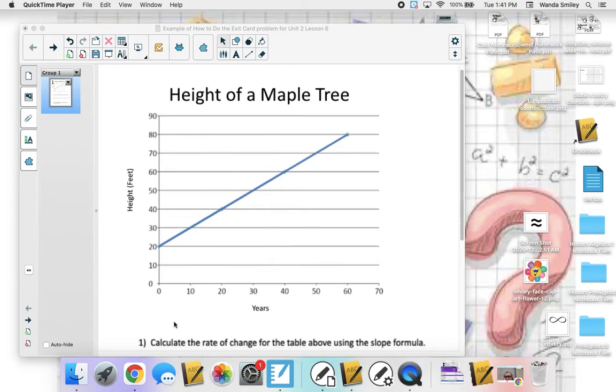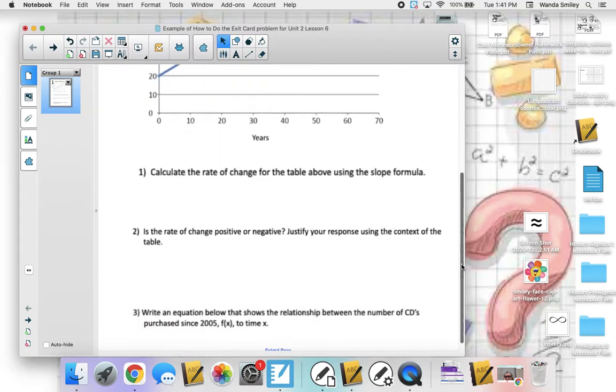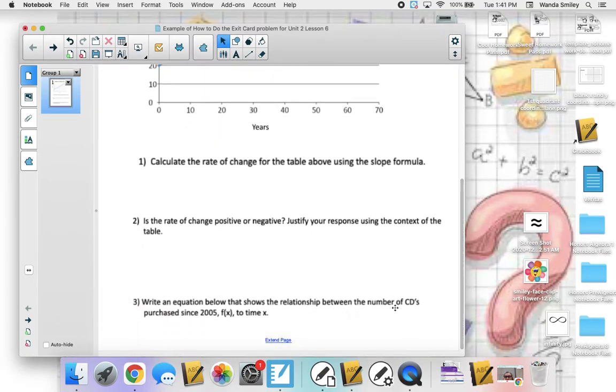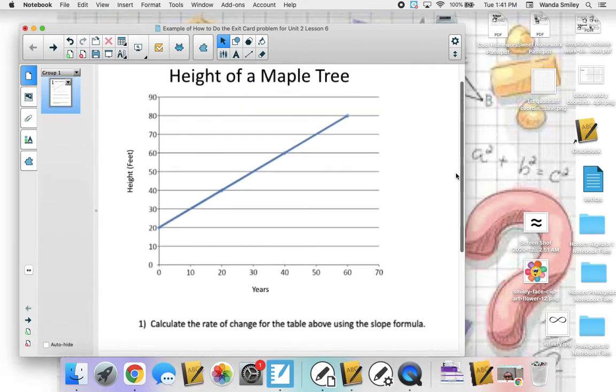Again, question 1. I know there are questions especially about part number 3, which says: write an equation below that shows the relationship between the number of CDs purchased since 2005, which is f of x, to time x. Okay, if you notice, on the x-axis is time, which is years, and on the y-axis is height.